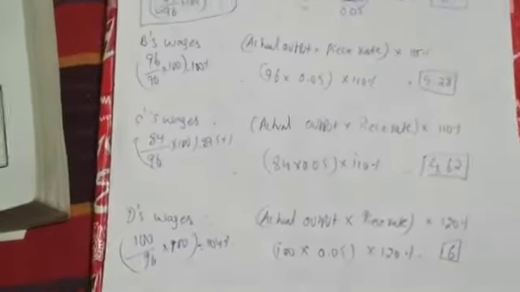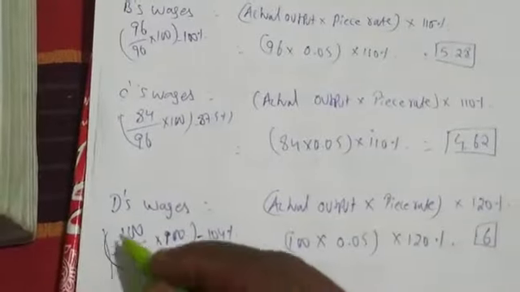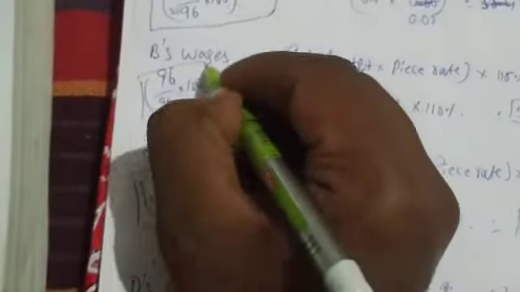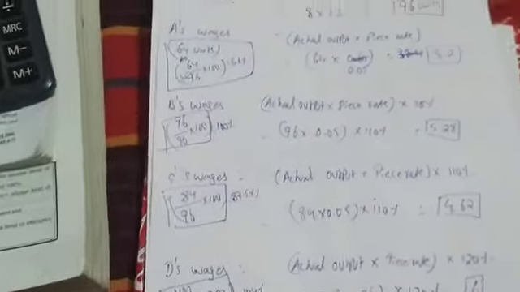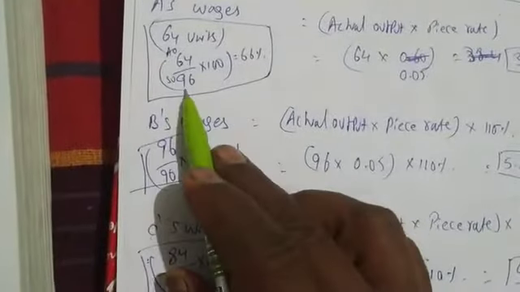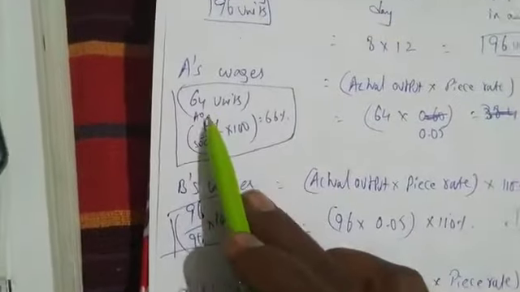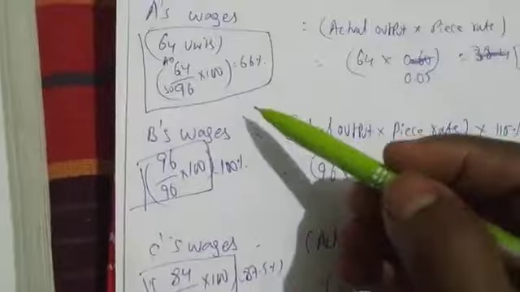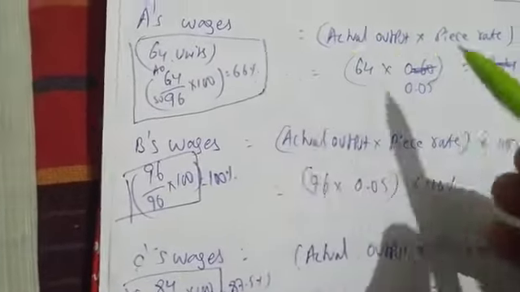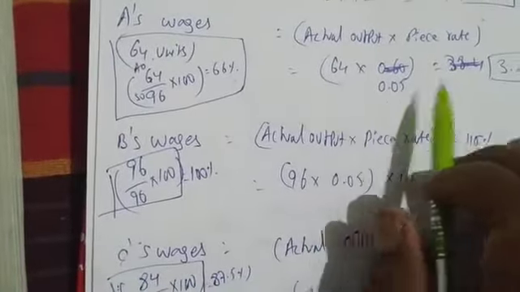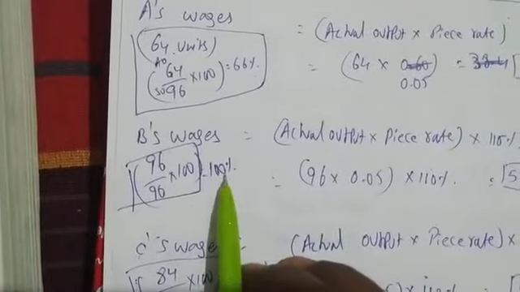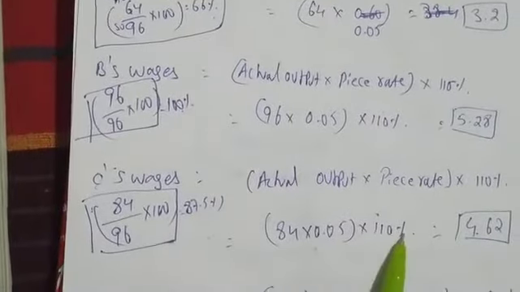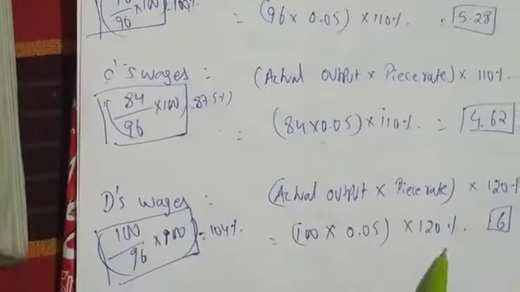First you have to check the efficiency level. Once you know the efficiency level, you can easily find out which category. What is the formula for efficiency level? AO divided by SO. AO is actual output, and SO is standard output. So I have divided and got different levels of efficiency. A is getting 66%, so directly 64 into 0.05, 3.2. B is getting 100%, which means 110%. 87.5 means again 110%, and 104% means 120%.